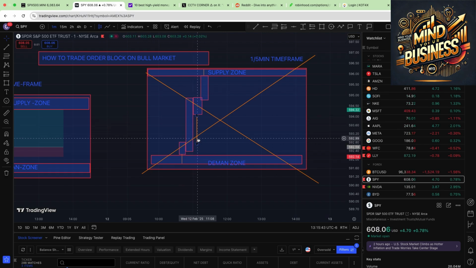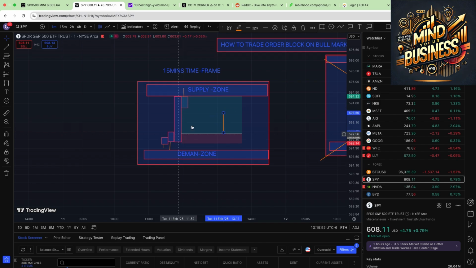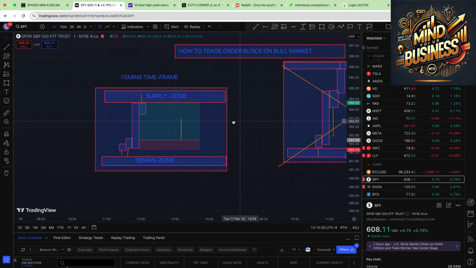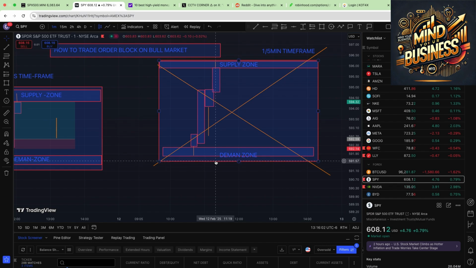We want to look for no mitigation. See here, this was mitigated, and over here, this was not yet mitigated. As you see, we have a gap here, so that lets us know it's a valid order block. Quick rundown now: an order block will be found in a demand zone, vice versa in a supply zone. And if you see here, vice versa, even though we have a big gap here, price already came back down and already destroyed this order block. So that lets us know this order block is a no-go.